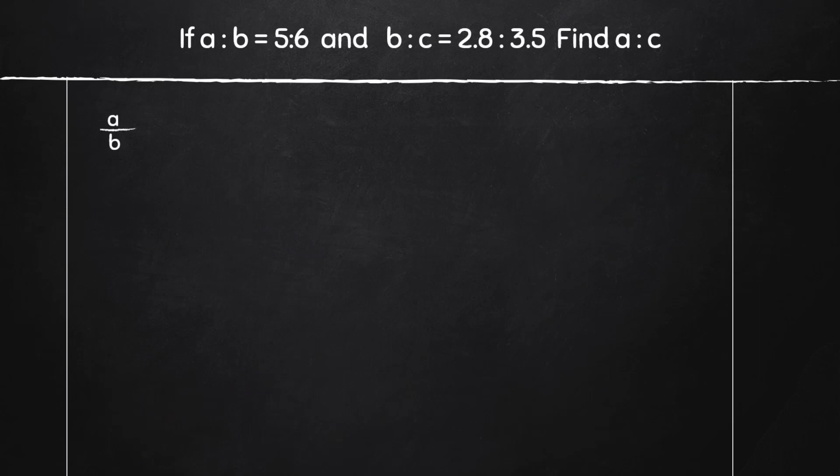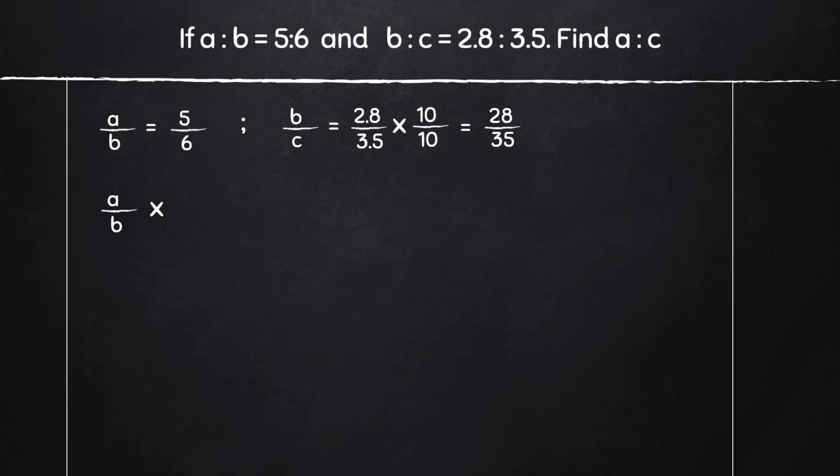So A by B is equal to 5 by 6 and B by C will be equal to 2.8 by 3.5. Both the numerator and denominator have one decimal place. So we multiply both the numerator and the denominator by 10 to remove the decimal. So we get 28 by 35. We need to calculate the ratio of A is to C. So the first ratio into the second ratio leads to the required ratio A by C, or A is to C.